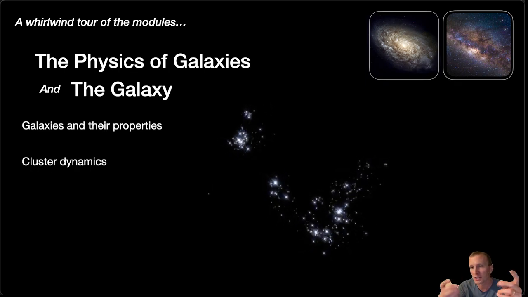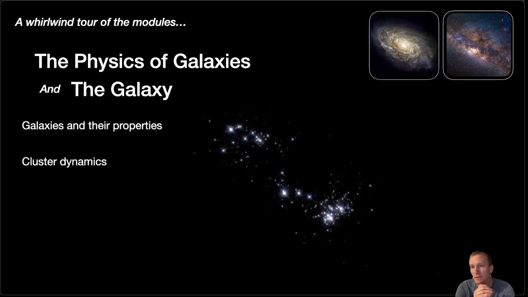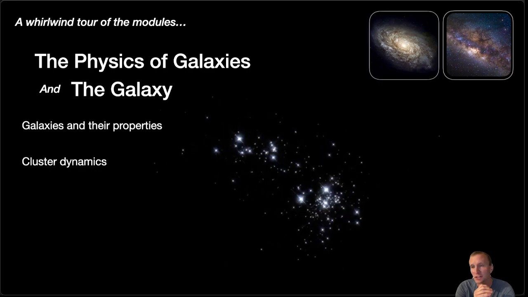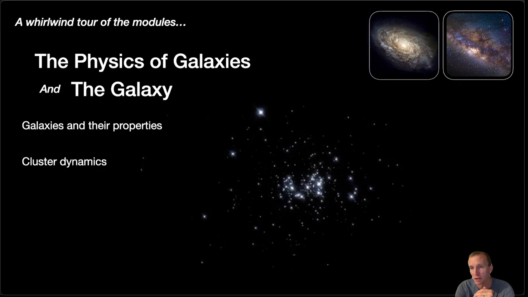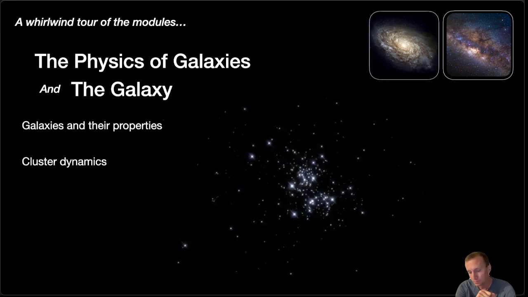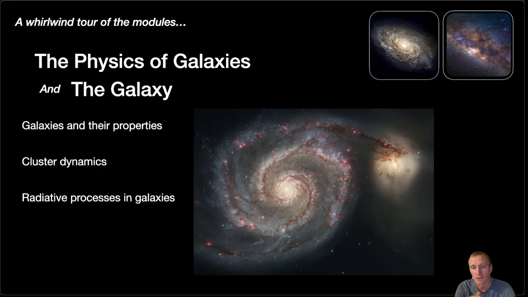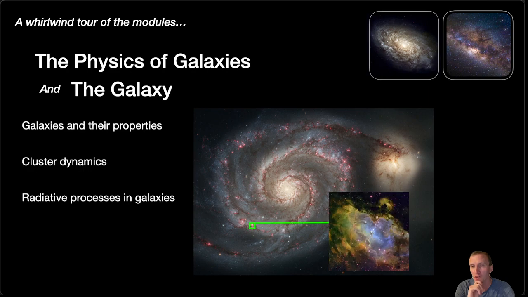So in this movie you can see the stars moving around, interacting due to their gravitation, and so you'll be understanding how stars move in different kinds of potentials. There's radiative processes in galaxies, which I've kind of already covered briefly in the talk about my module. So this is things like H2 regions, so this is massive stars ionizing their surroundings and blowing bubbles in the gas. So how does that affect the galaxy and the way it evolves?